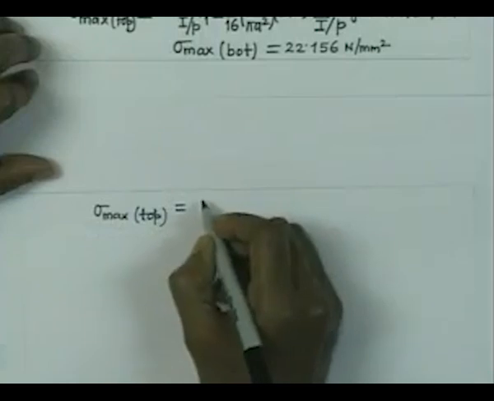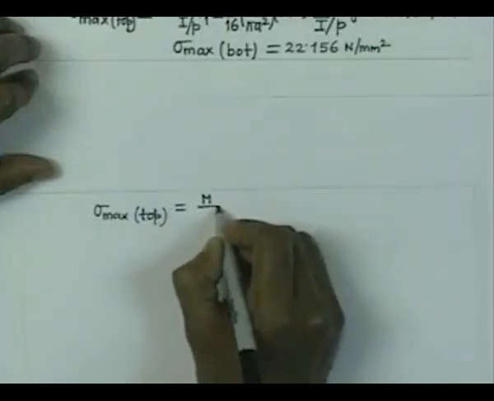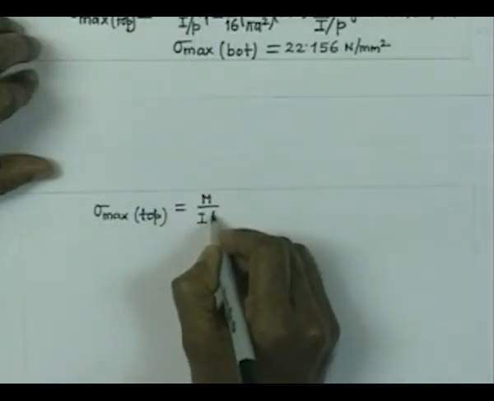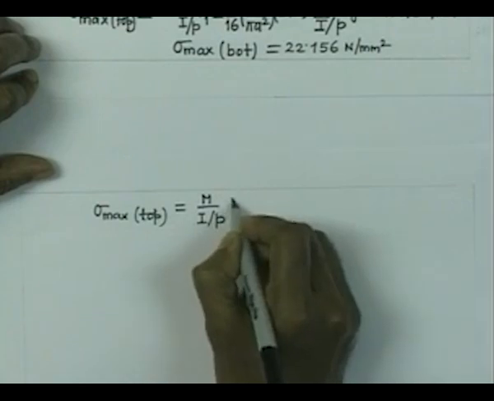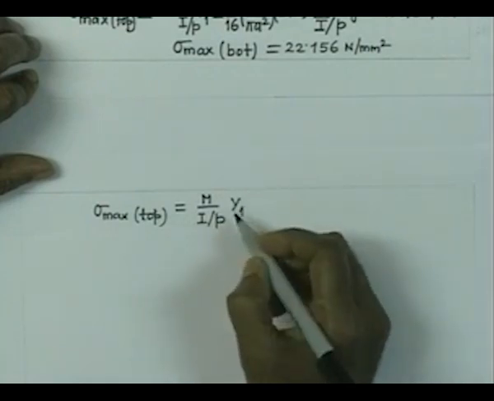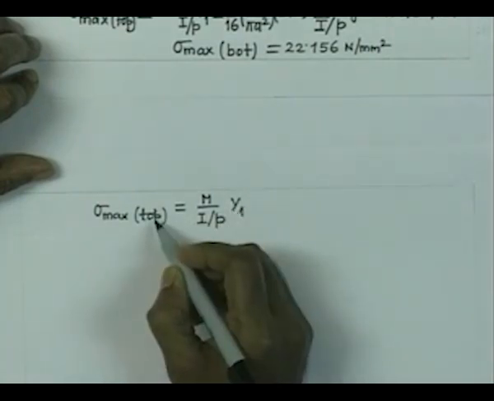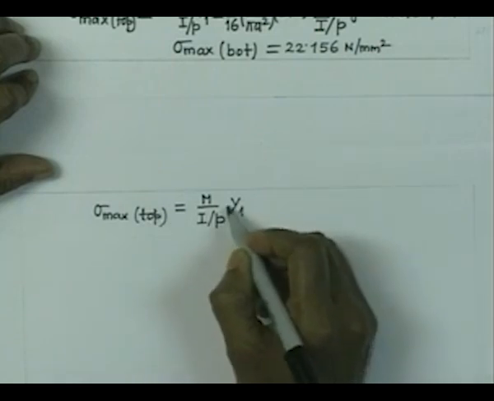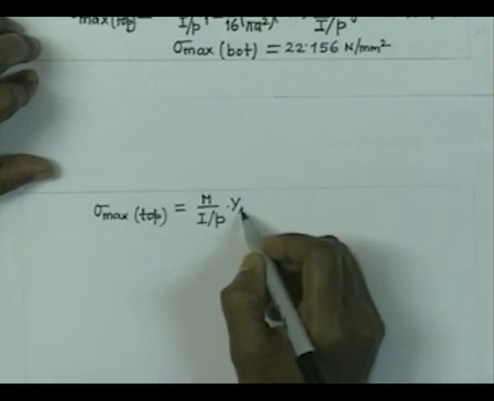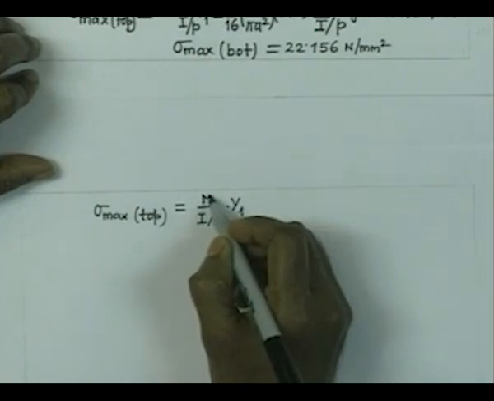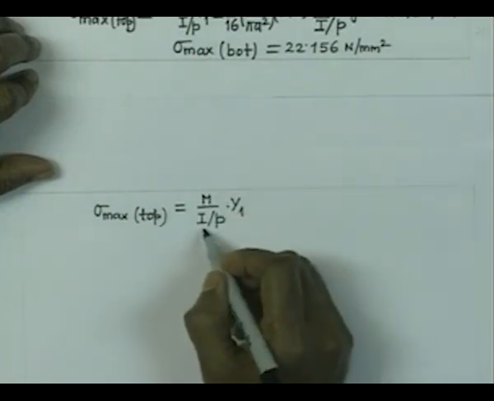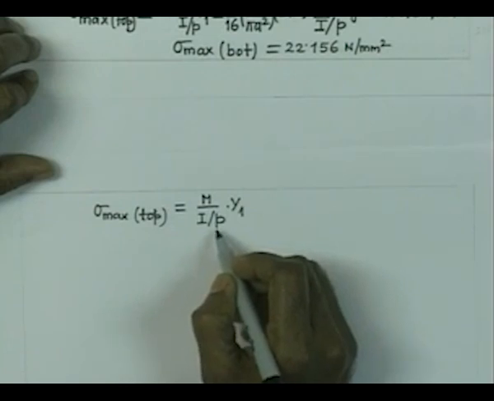So, sigma maximum is equal to M by I into y1. If you are calculating the stress at the top fiber, you must think of the distance y1 of the top fiber from the centroidal location, and this M is moment per unit length. So, this I is also to be expressed as moment of inertia per unit length.